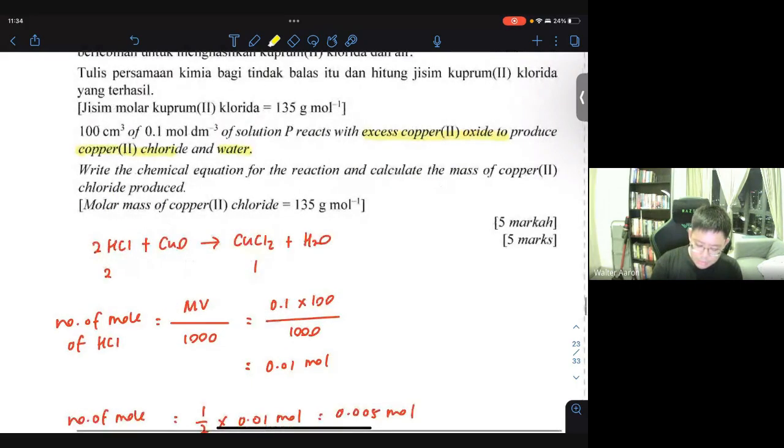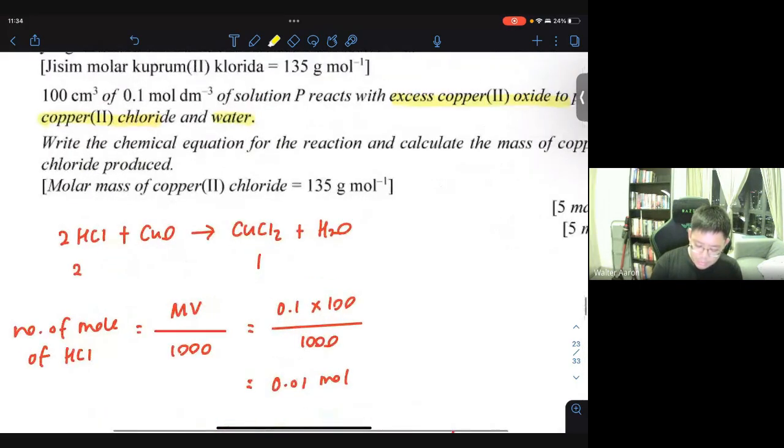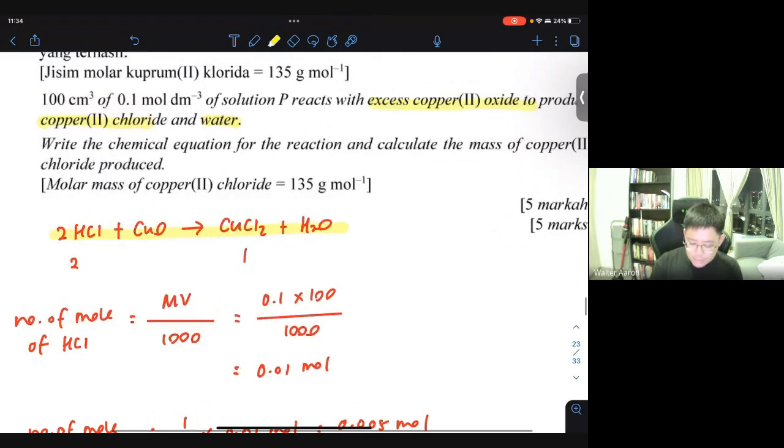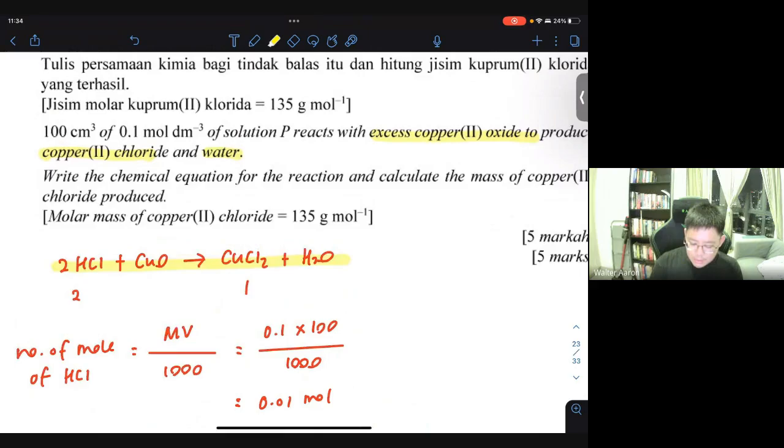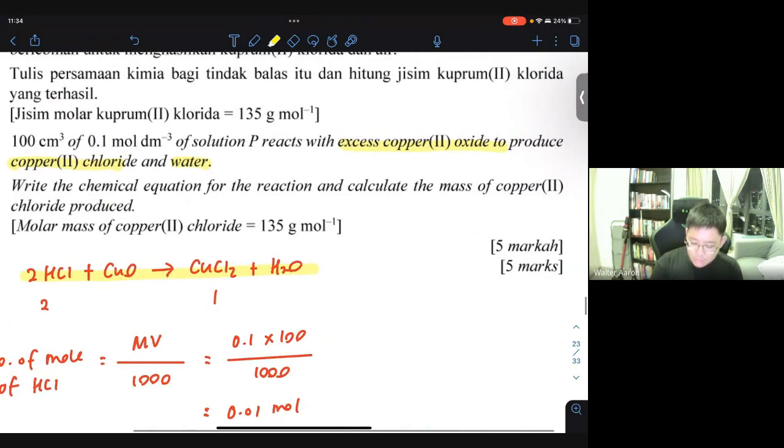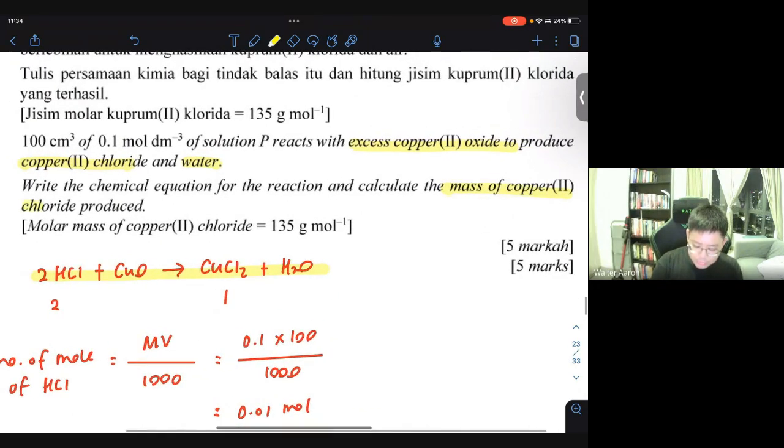So the first step is to actually write the chemical equation, which I already did. A balanced chemical equation will give you 2 marks normally. And then after that, they ask you to calculate the mass of copper(II) chloride produced. So we know that we are using this much of solution P. We can calculate the number of moles of solution P first, and then after that, we can compare in terms of ratio.